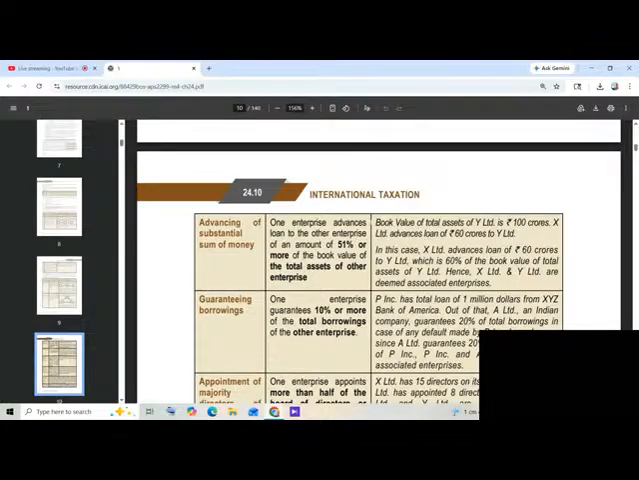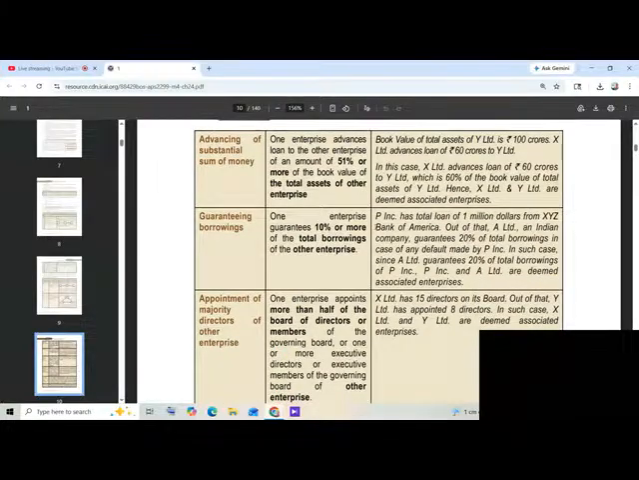Hence, X and Y are deemed associated enterprises. Guaranteeing borrowings: one enterprise guarantees 10% or more of the total borrowings of the other enterprise. P Incorporated has a total loan of $1 million from XYZ Bank of America. Out of that, A Limited, an Indian company, guarantees 20% of total borrowings in case of any default made by P Incorporated. In such a case, A Limited guarantees 20% of total borrowings of P, and P and A are deemed associated enterprises.